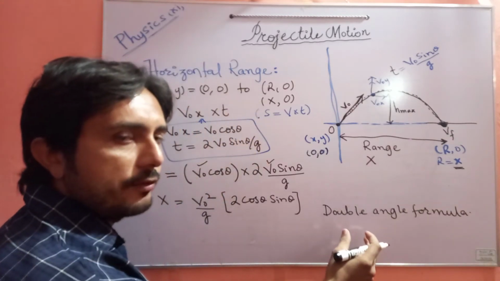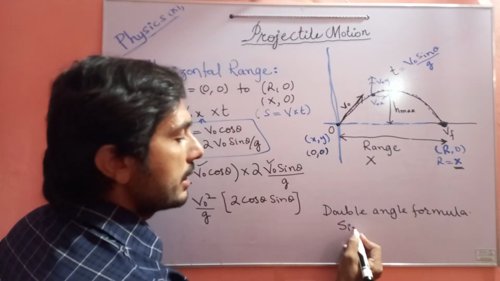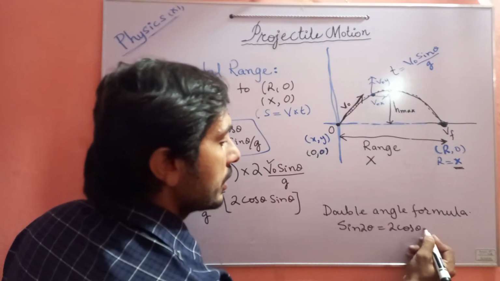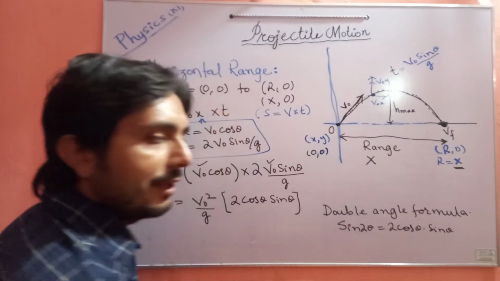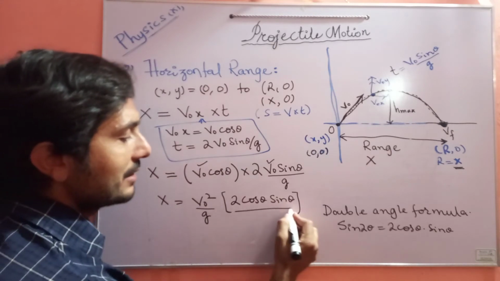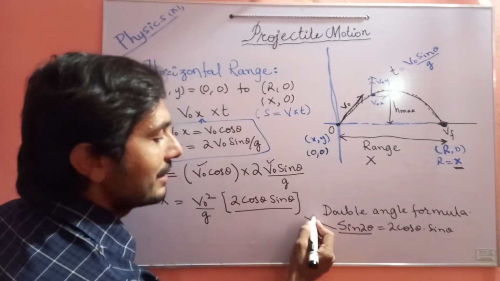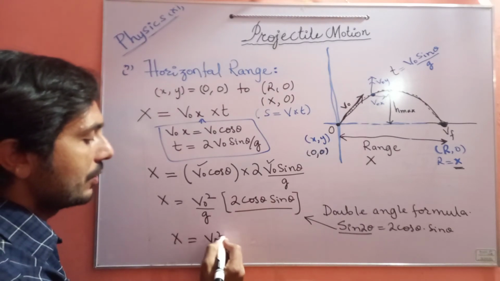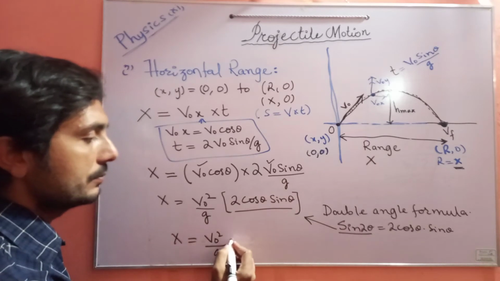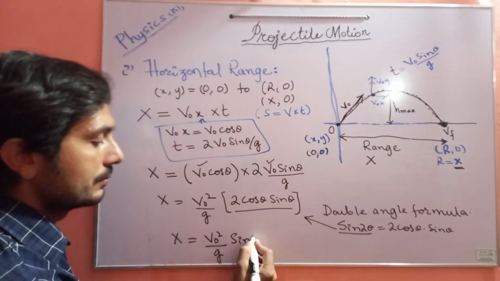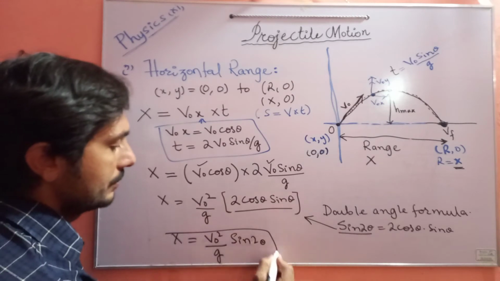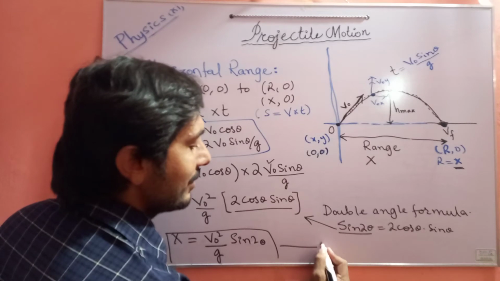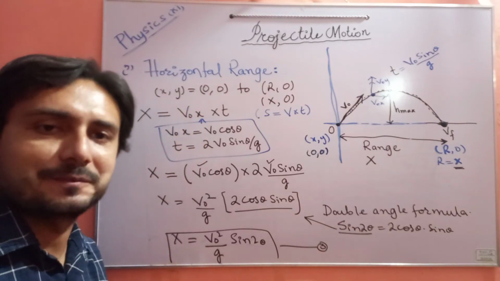According to the double angle formula, sine 2 theta is always equal to 2 cos theta into sine theta. Now we are going to replace this complete bracket with this sine 2 theta. So the horizontal range will be equal to v naught squared upon g into sine 2 theta. Now that is the formula for the horizontal range, the third equation that we determined.